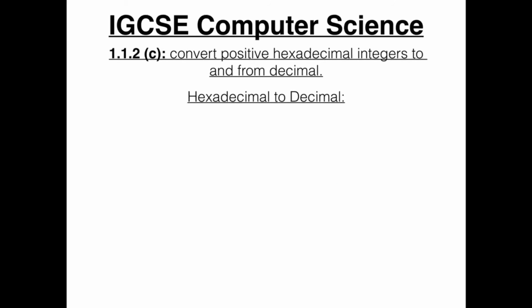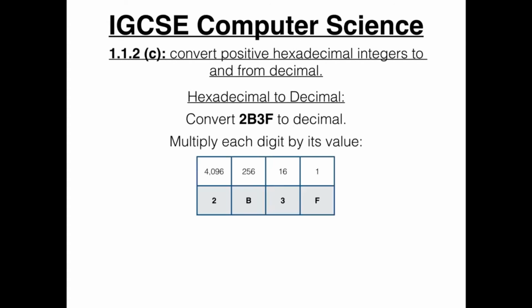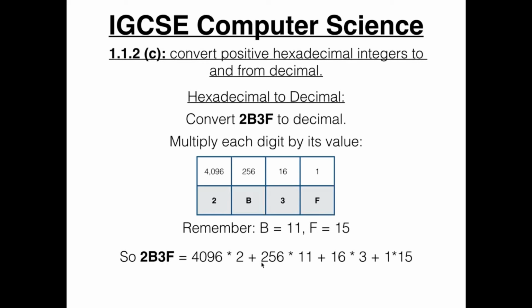All right. So let's take a look at another example. So 2B3F to decimal. So again, multiply each digit by its value. So it's 4096 times 2, and so on. And remember that B is 11 and F is 15. So again, we sum them up, and then we get the value 11,071.